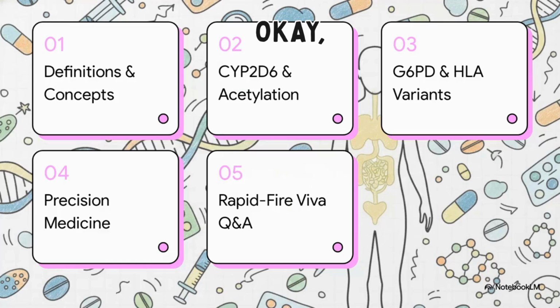Let's get into it. Okay, so here is our agenda for today. First, definitions and basic concepts. Then, CYP2D6 and acetylation polymorphisms. After that, G6PD, HLA, and other variants. Next up, precision medicine and oncology. And finally, we'll wrap up with a rapid-fire Viva Q&A.